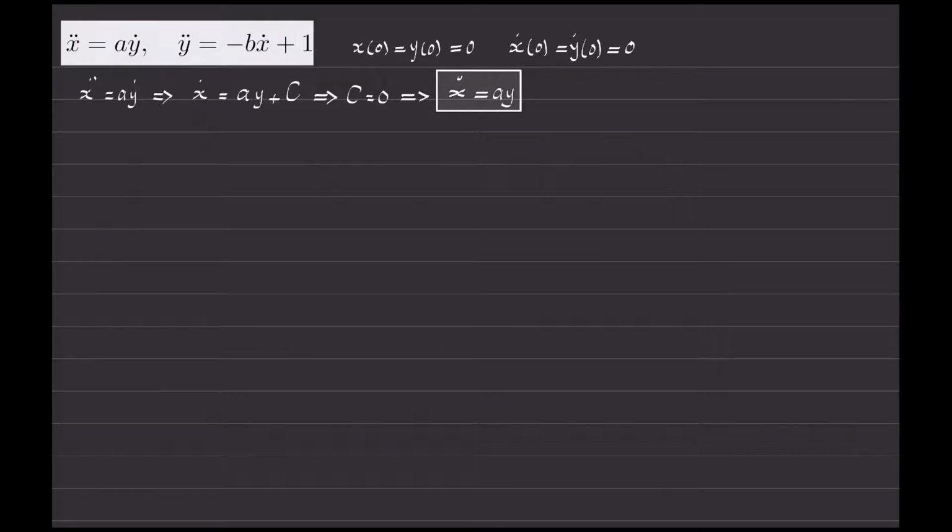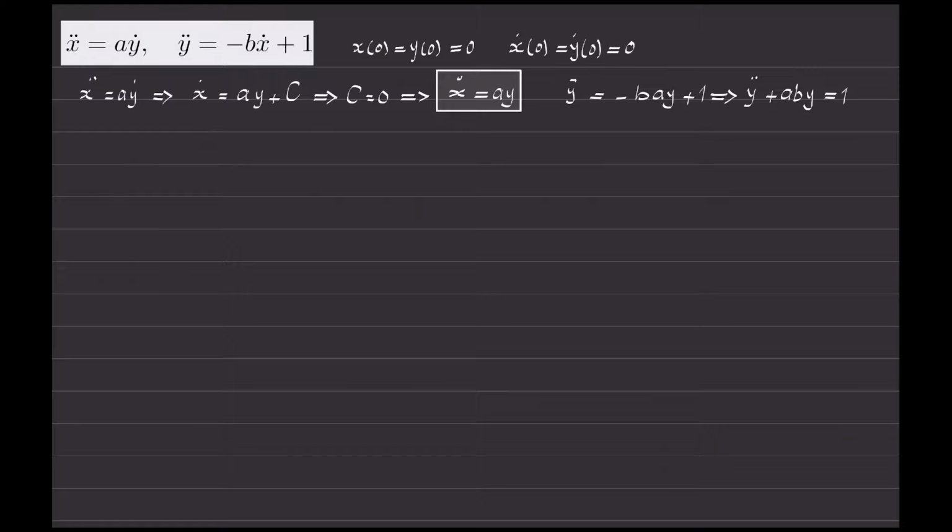Now, I will replace x dot in the second equation with a y. Okay, so then it becomes y double dot equals minus b a y plus 1. I move the first term on the right to the left. It becomes y double dot plus a b y, and on the right hand side I am left with 1.